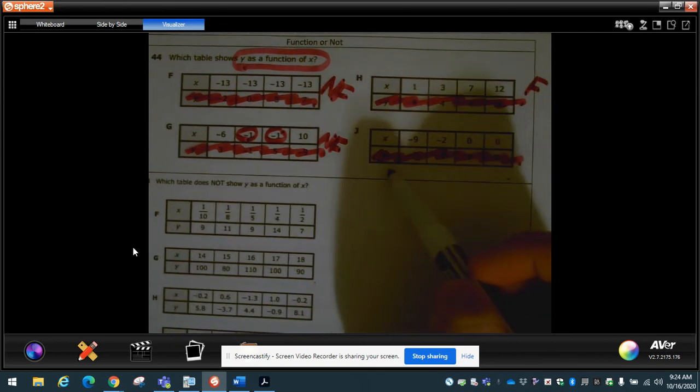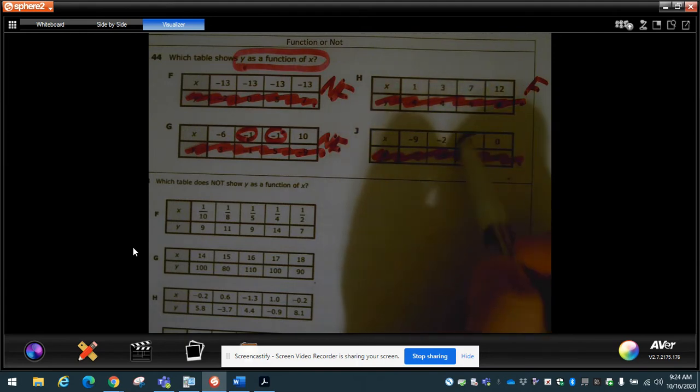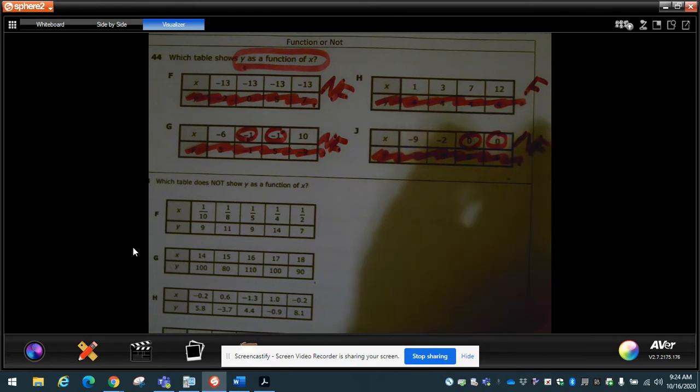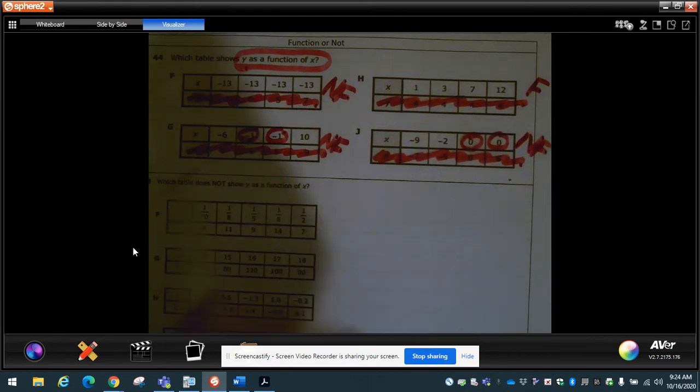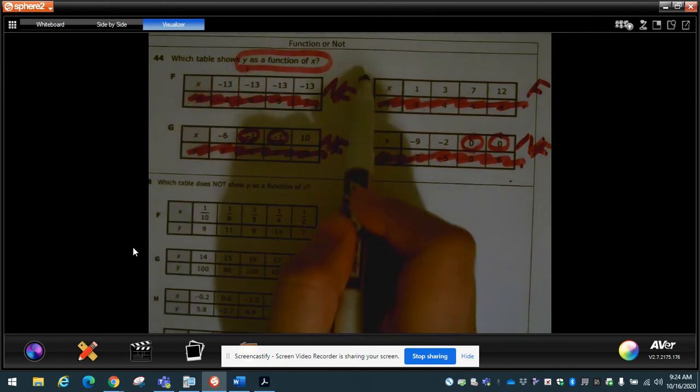Now over here on J, we see that x is negative 9, negative 2, 0, and 0. Well, 0 repeats. So then we're going to put NF, not a function. But the question wants to know which one is a function. So my answer would be H.